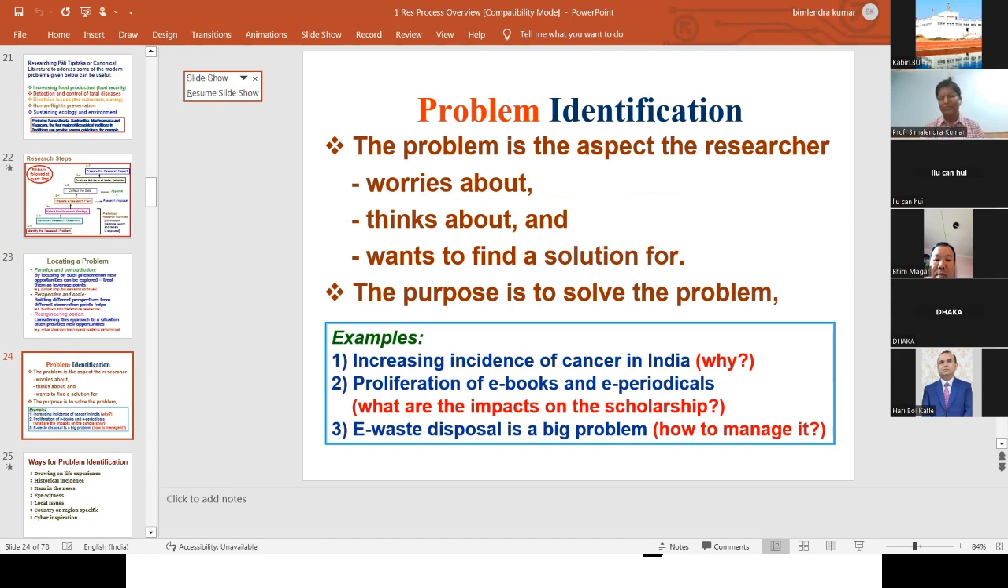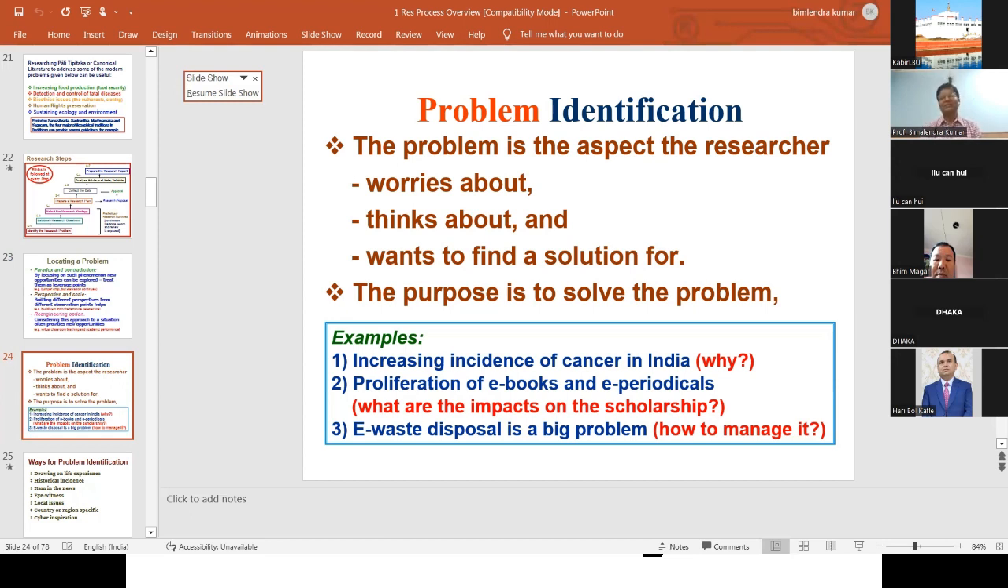So the problem is the aspect of the researcher, and he worries about, thinks about, and wants to find solutions for it. A researcher must be inquisitive, know what the things are which are taking place in day-to-day life, why these are happening, and how these can be solved by solutions, by hypothesis.